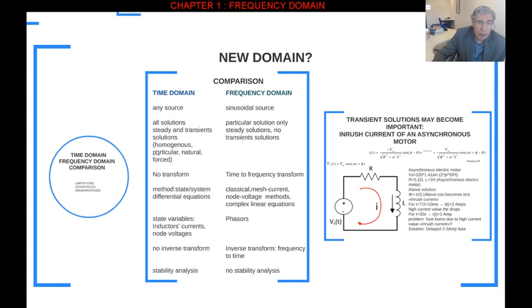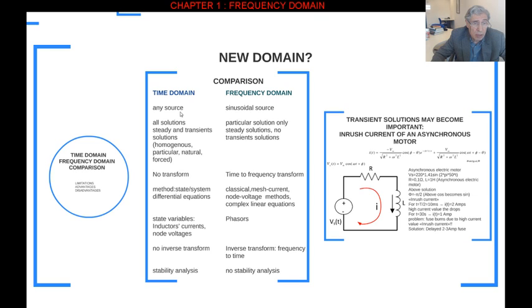Limitations, advantages, disadvantages. Let's compare the time domain and frequency domain. In time domain, you could use any source. In frequency domain, the independent sources should be sinusoidal sources only. You cannot use different types of sources. If you've got different types of sources like DC or exponential or pulse functions, then you cannot use that frequency domain. You need the S domain maybe, which we're going to explain.